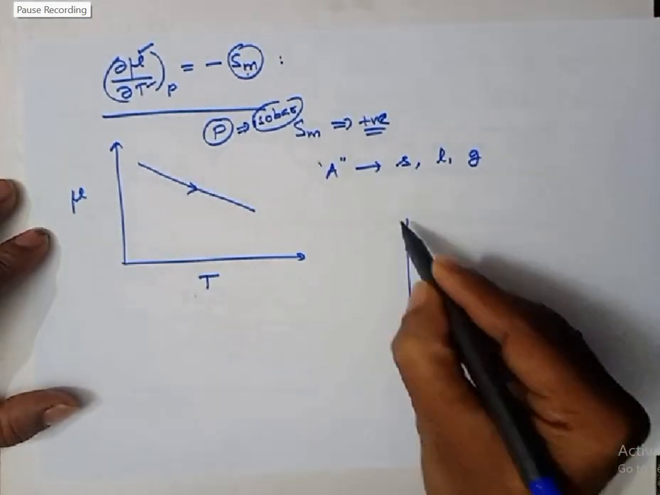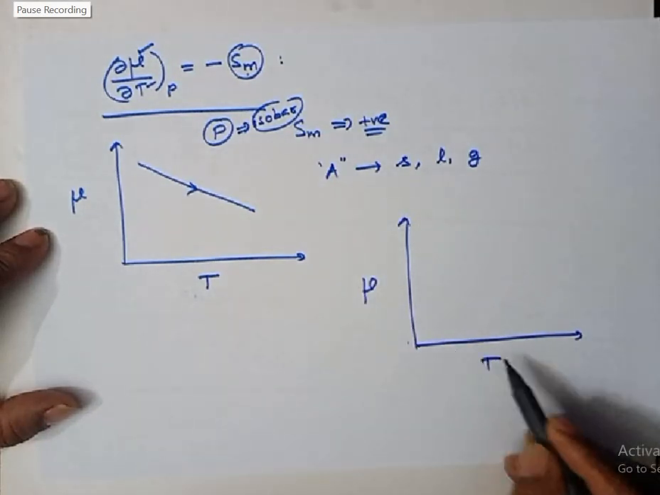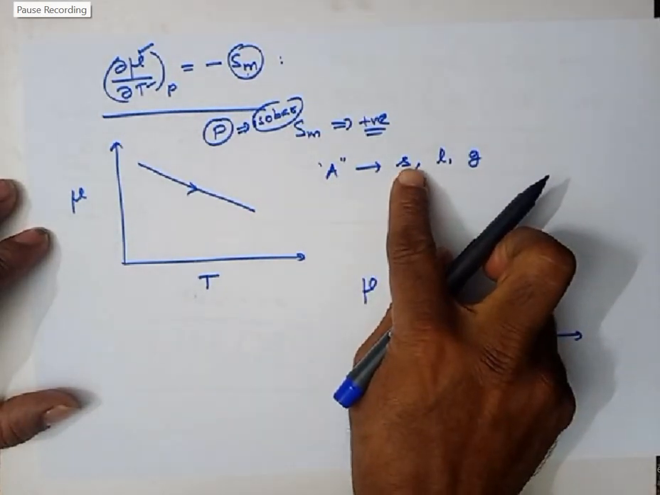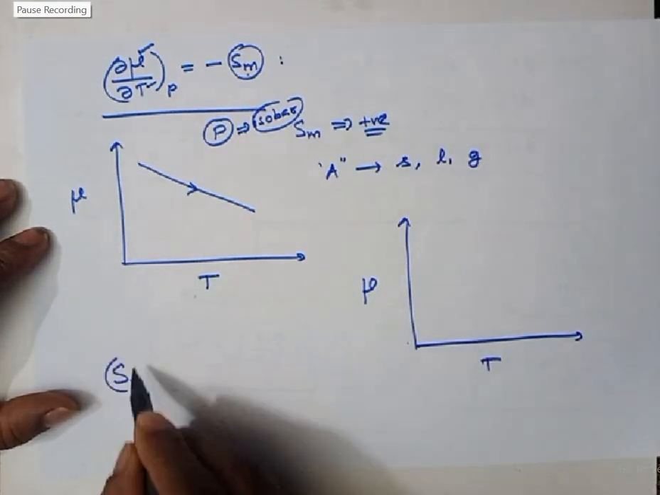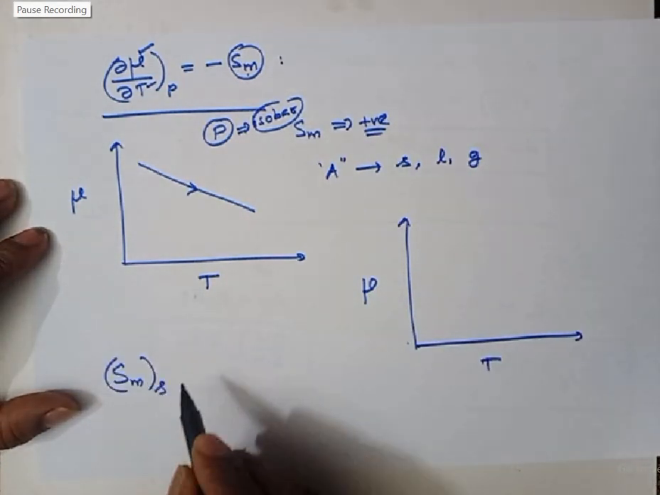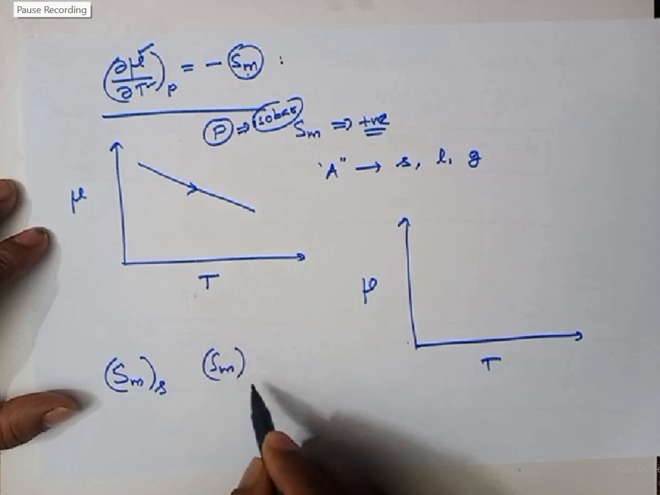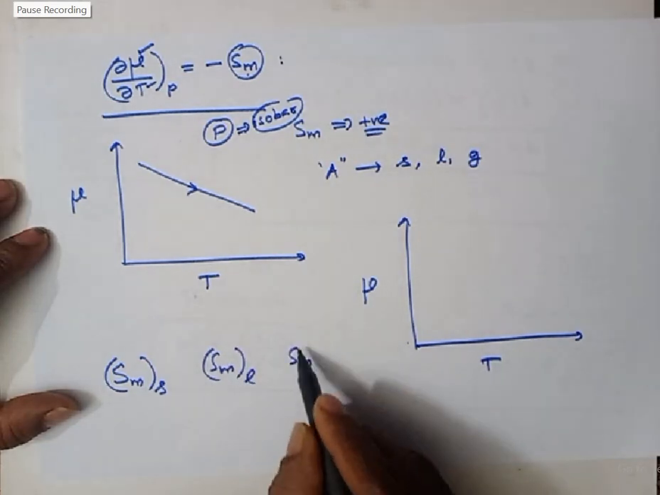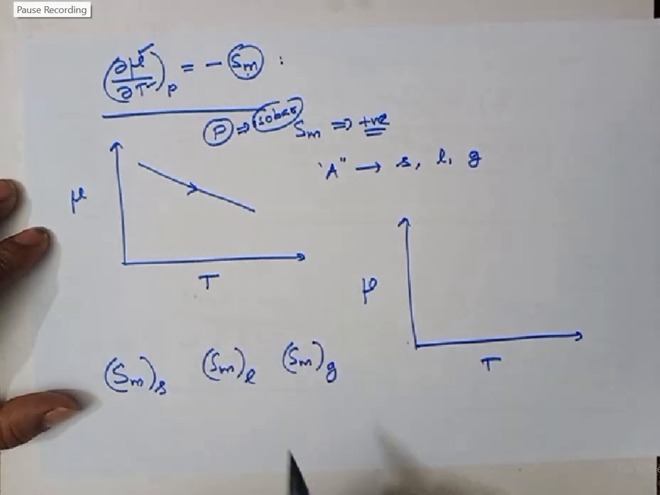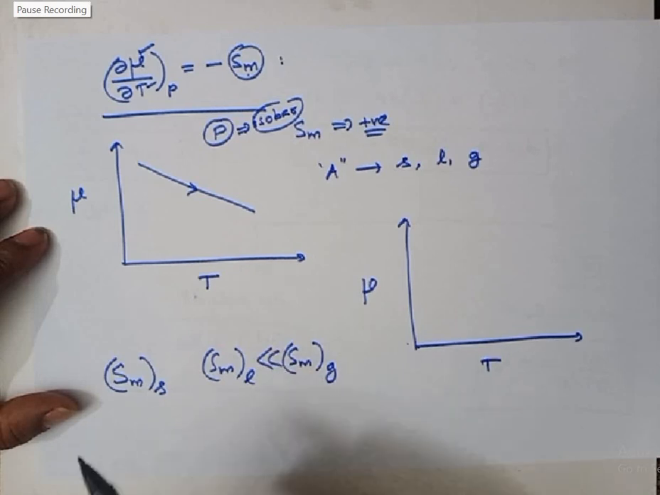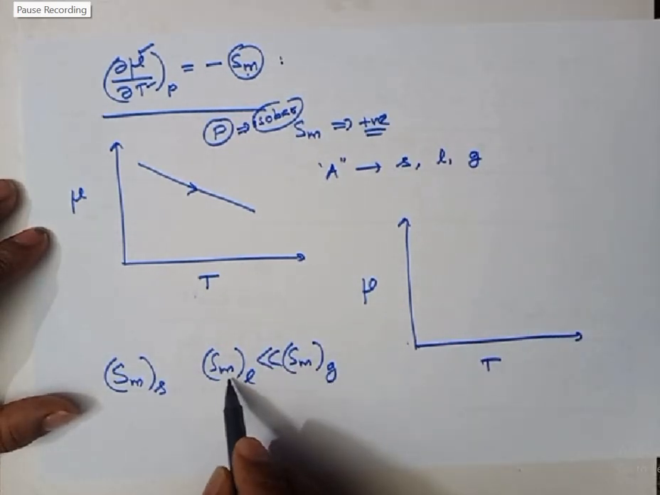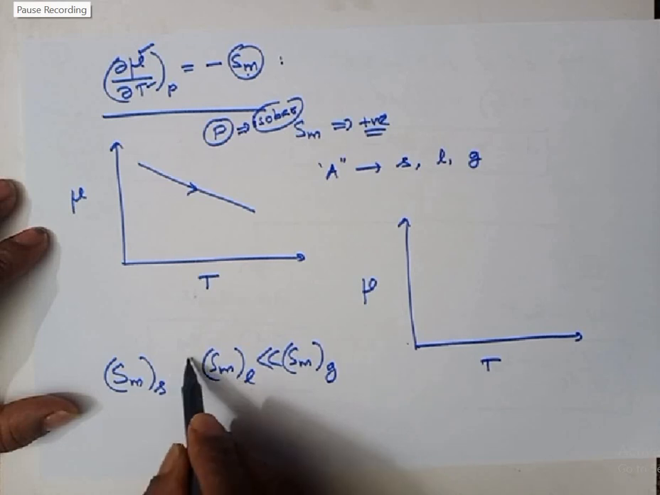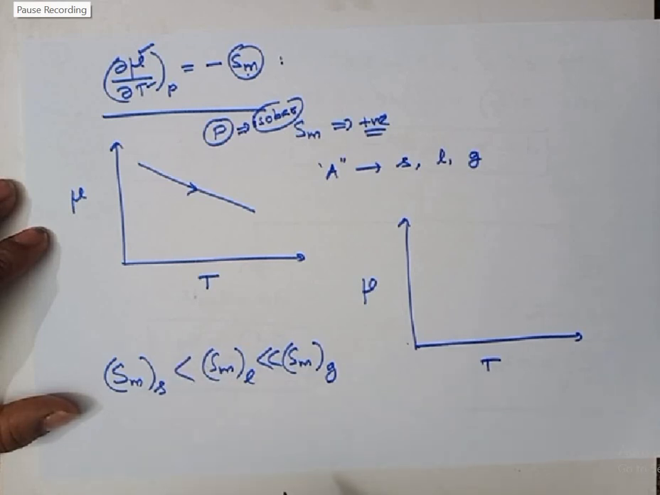mu versus T. Listen, compare the molar entropy of solid, liquid and gas. Molar entropy of solid, molar entropy of liquid, molar entropy of gas. If you compare, the gaseous state has very high molar entropy compared to liquid. Liquid entropy is greater than solid.